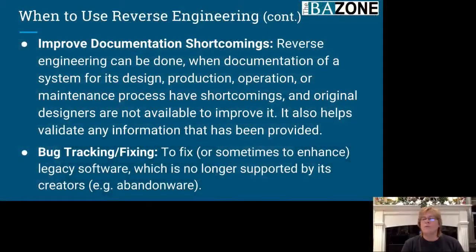Okay, another when to use would be to improve documentation shortcomings. That can be done when the documentation for a system, the production, operation, or maintenance process has shortcomings, and the original designers are not available to improve it. Maybe they left or were laid off, or it's just something that can happen over time. It also helps to validate any information that's been provided.